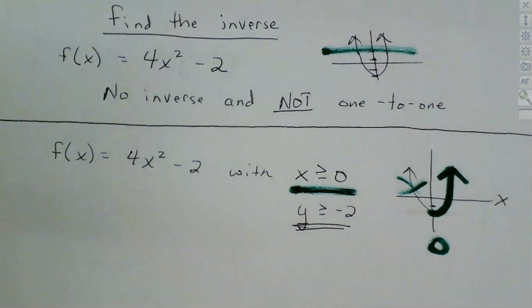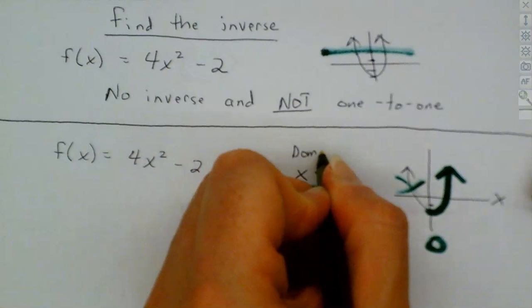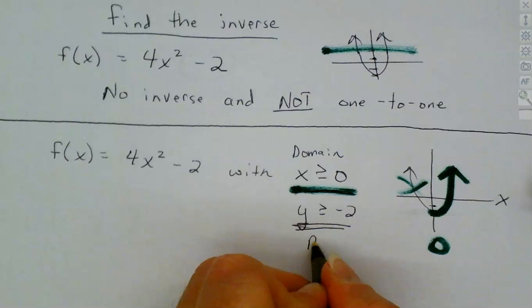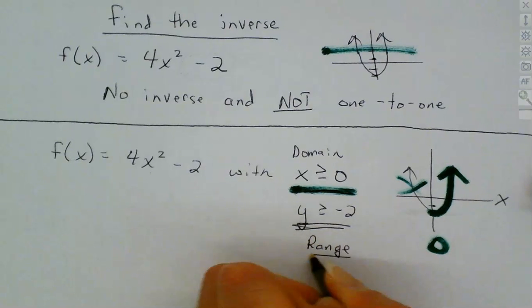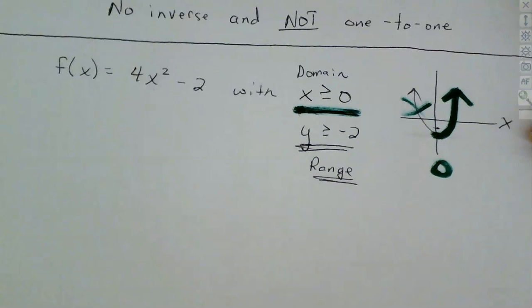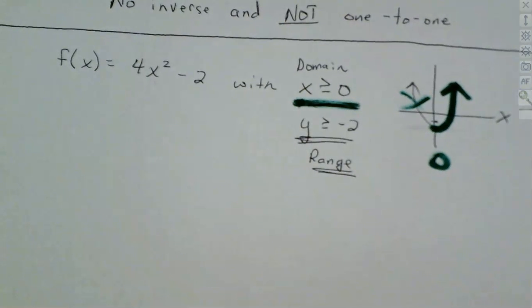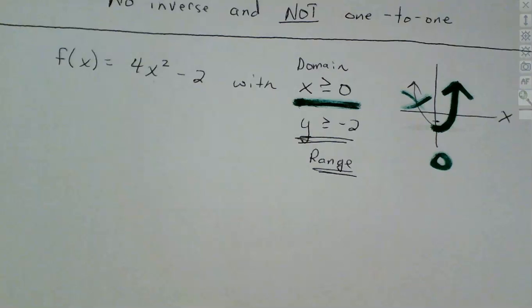Because that is your range. Remember, this is the domain, and this part is the range. Now, it's very important that we find that range on this one because that range becomes the domain of the inverse because they're flipped around. So let's now find the inverse of this one.